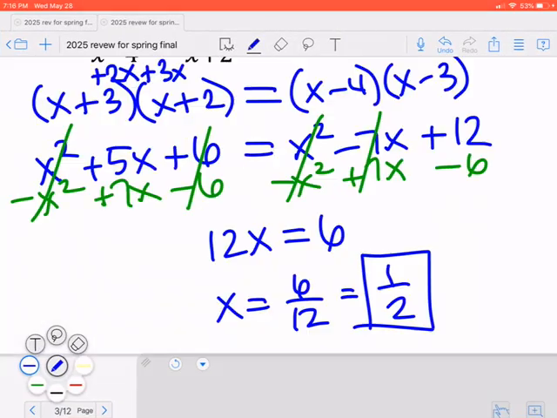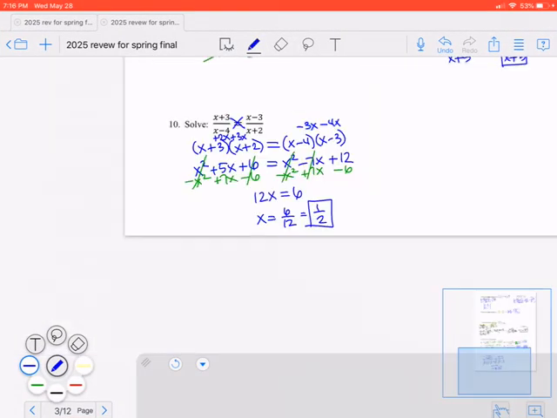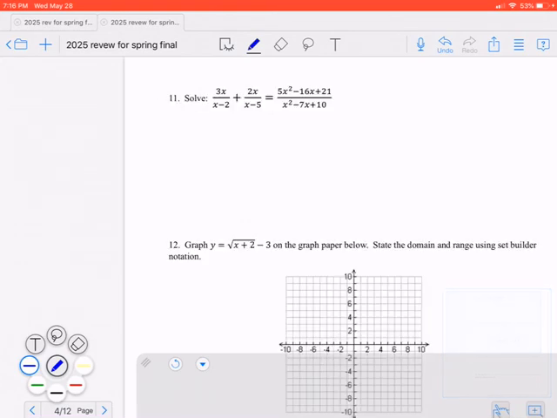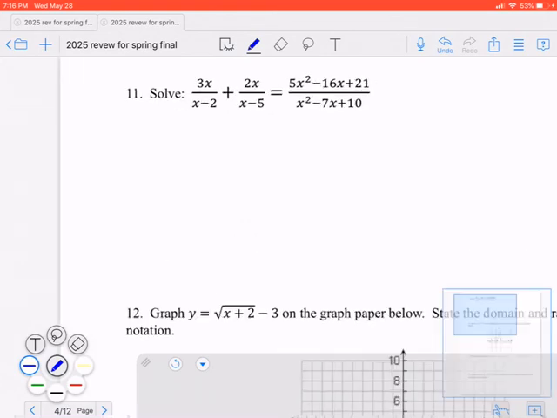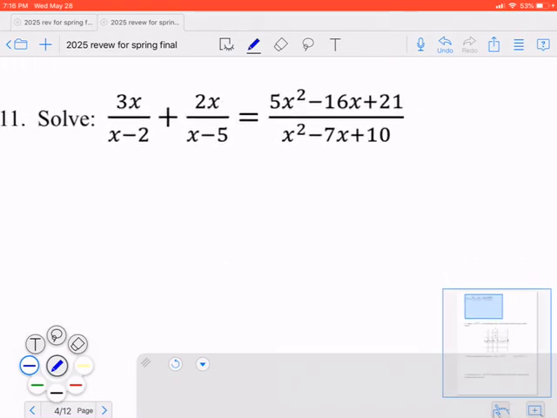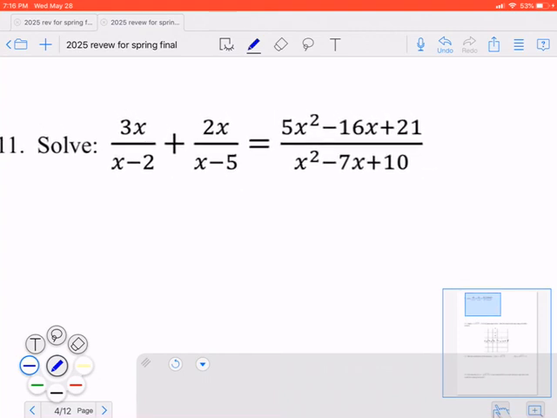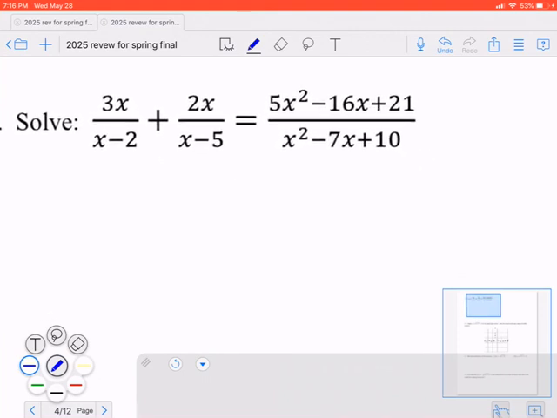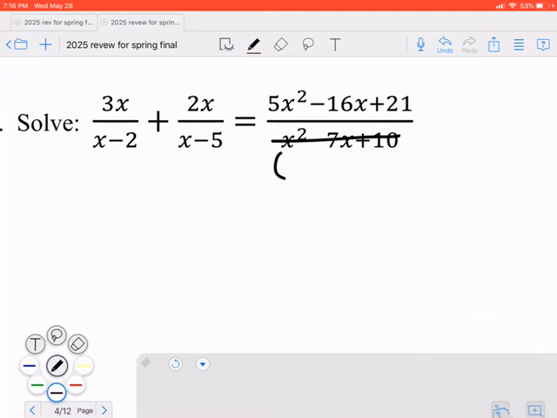All right, number 11 is another solve. And so we want to get rid of those fractions. I'm going to factor this denominator. So that would be x minus 5, x minus 2.